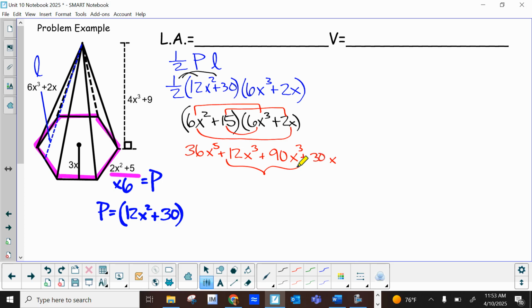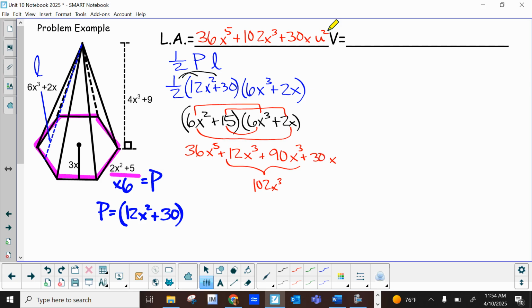Okay, you always write it with the highest exponent first. So the lateral area is 36x to the 5th plus 102x to the 3rd plus that last term, 30x. And this is lateral area, so we're going to say units squared.